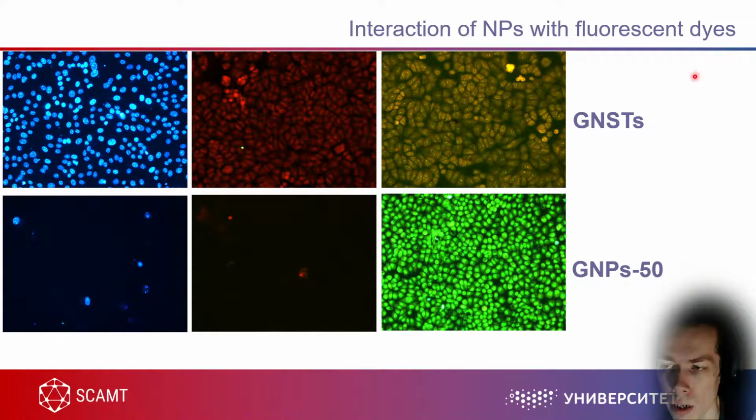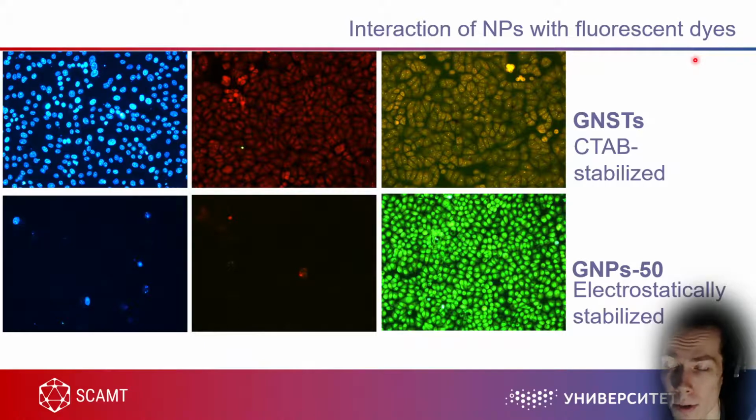As I mentioned in the second lecture about the synthesis, there are some surfactants that are very frequently used to obtain morphologically complex structures like gold nanostars. In this case, there were CTAB stabilized gold nanostars, and the gold nanoparticles were just electrostatically stabilized without any coating. It was found that the concentration of CTAB, which is very toxic, in the case of these gold nanostars is so low that it can't cause any cytotoxicity, but it's enough for the staining to penetrate the cells.